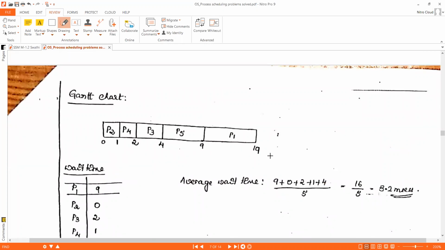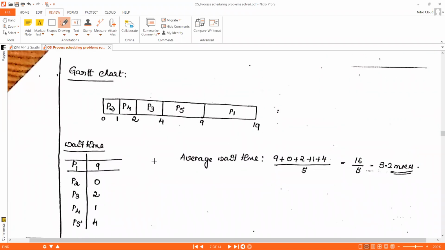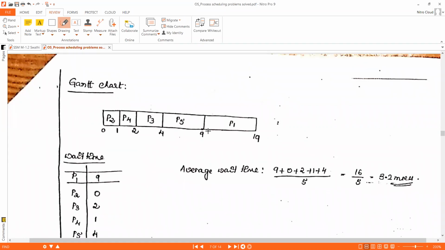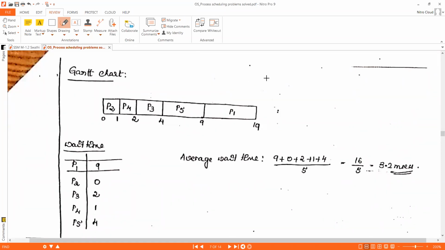9 plus 10, it is 19 milliseconds. CPU will complete the execution of process 1. Okay, we know how to find the waiting time. That is, waiting time is nothing but allotted time minus arrival time. Here we have assumed that all the processes arrived at clock time 0 milliseconds. So process 1's allotted time is 9 milliseconds minus its arrival time, 0 milliseconds. So 9 minus 0, 9 is the waiting time.